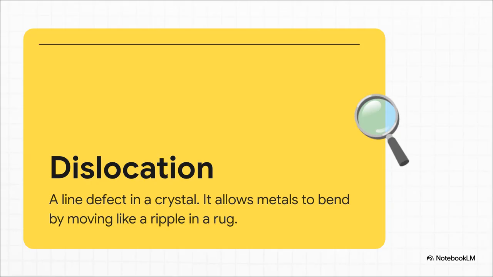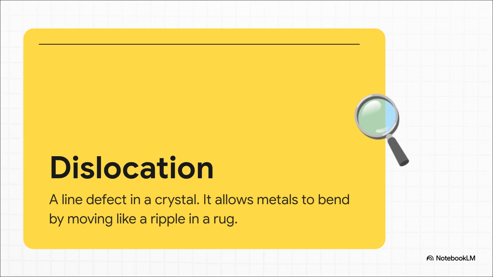The answer is a defect, a flaw in the crystal called a dislocation. Think of it like this. Imagine you need to move a huge, heavy rug across the floor. Trying to drag the whole thing at once is incredibly hard. But what if you make a little ripple or a wrinkle in the rug at one end, and then just easily push that ripple all the way across? Much, much easier. Well, that ripple is the dislocation.